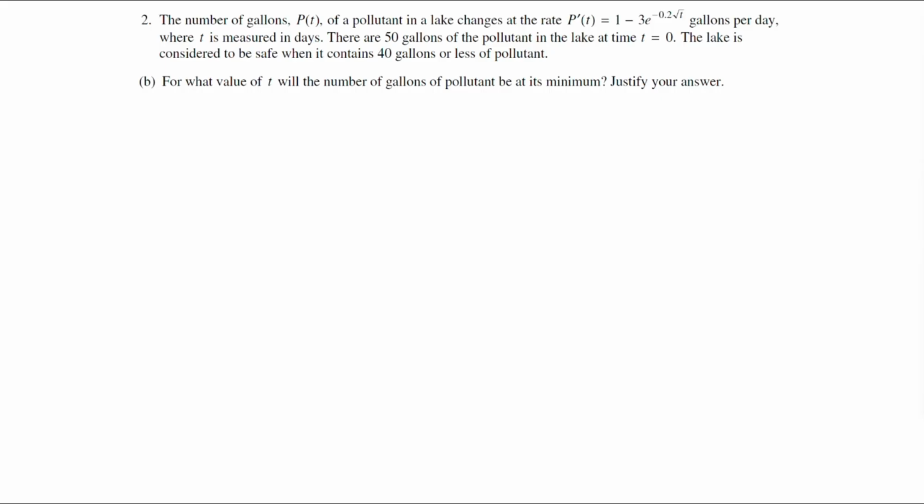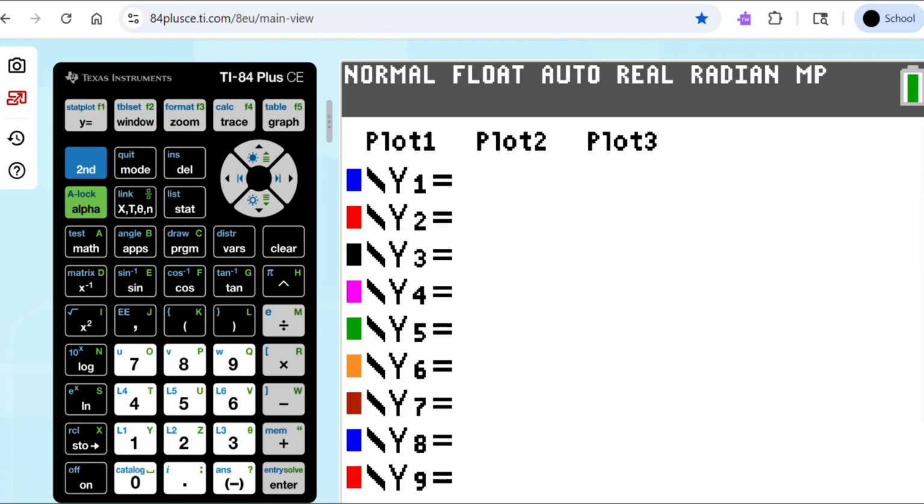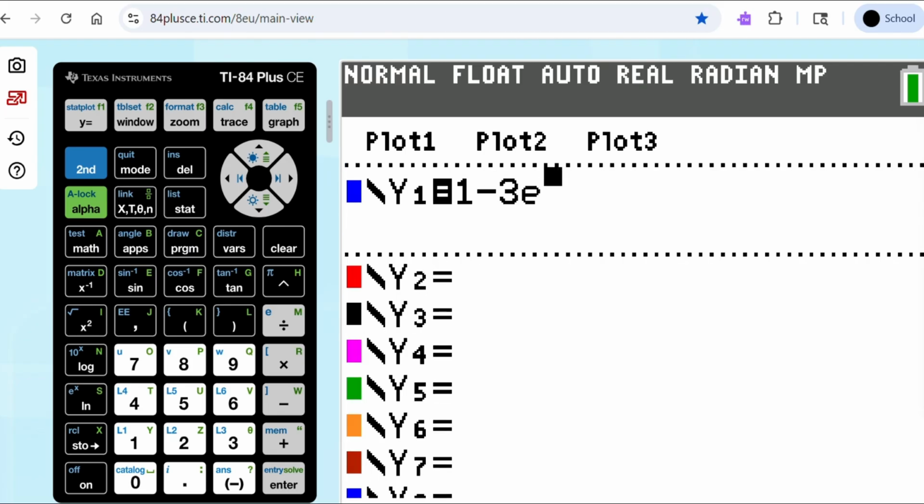In part B, we want to know for what value of T the number of gallons of pollutant will be at its minimum. What we'll do here is set P prime equal to 0, because when the derivative of a function is 0, that's when it could be at a minimum or a maximum. Of course, you can do this by hand, or you can put it into your graphing calculator. I'm going to go to y equals and graph this function, which was 1 minus 3 e to the power of -0.2 root t, or in our case, root x.